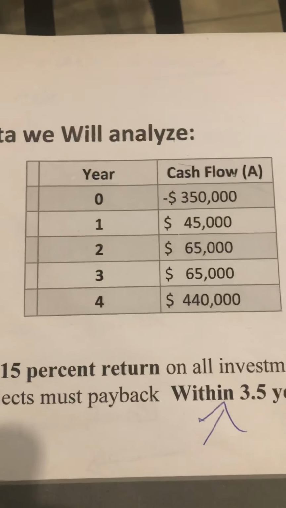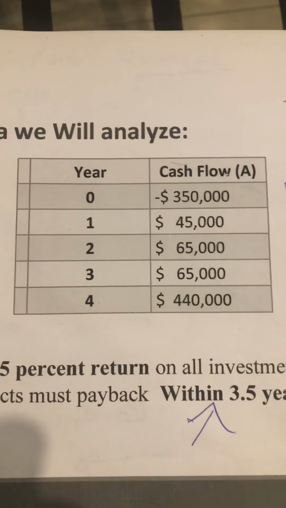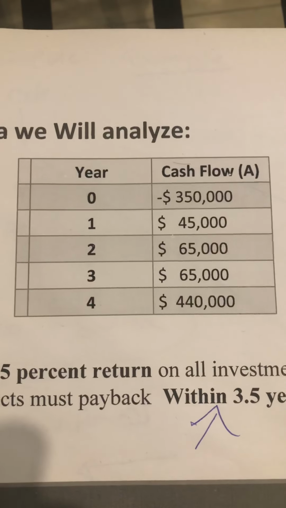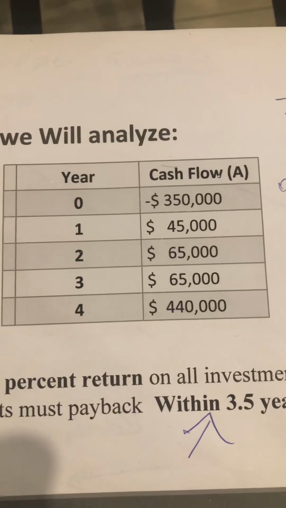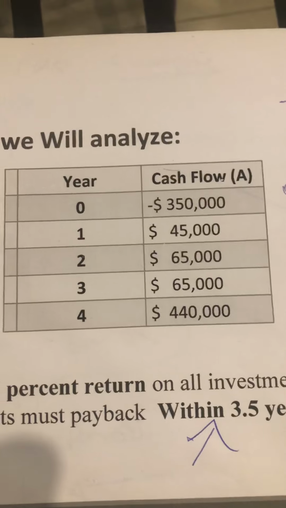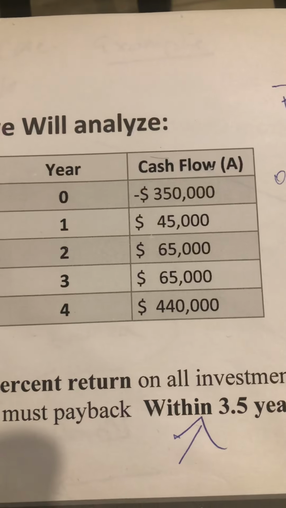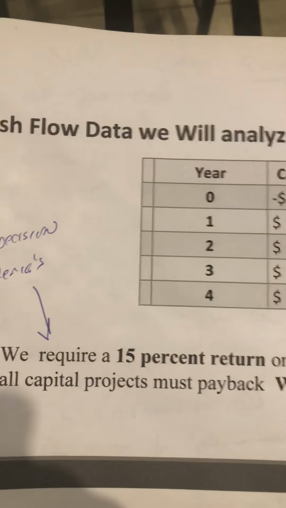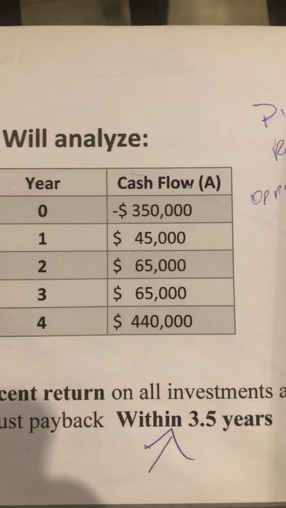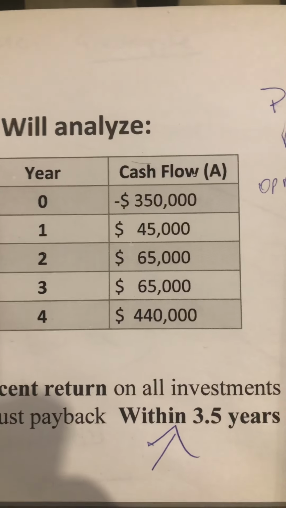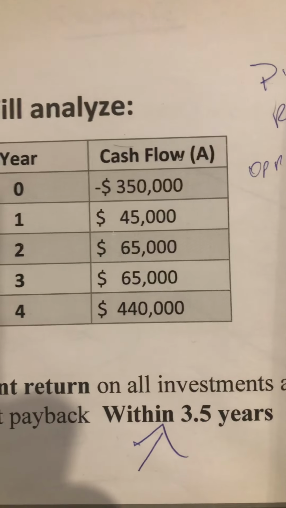In this first video, we're going to calculate the net present value of this specific capital investment. We can see that the initial investment was $350,000 and then generated cash flows in year one for $45,000, $65,000 in year two, $65,000 in year three, and then $440,000 in year four. And the required return is 15%, and everything requires a 3.5-year payback period. So we're going to determine using the BA2 Plus calculator what the net present value is of this particular investment.